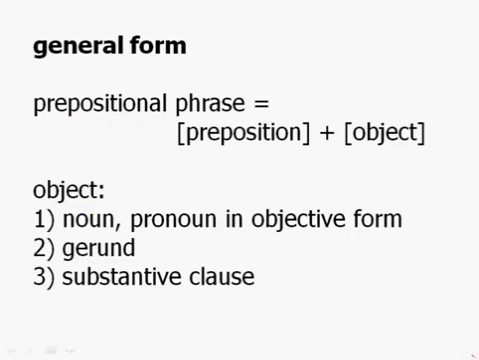So the general form of a prepositional phrase: we have a preposition that may be either a single word preposition or a compound preposition, plus an object. The object can be, as we said above, a noun or a pronoun in objective form, or it can be something taking the place of a noun. That is to say, either a gerund or a substantive clause. We've already seen some examples in the video on substantive clauses.